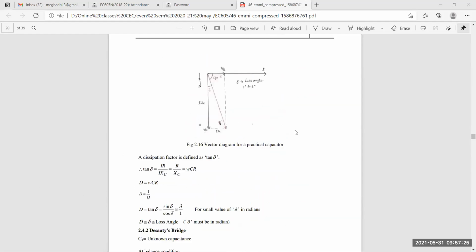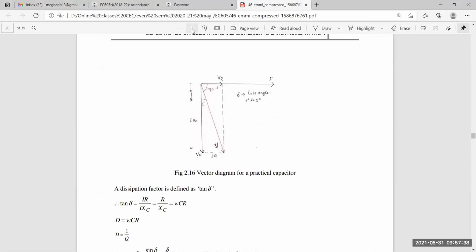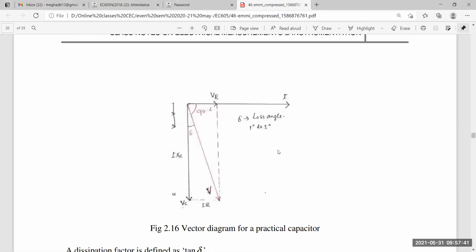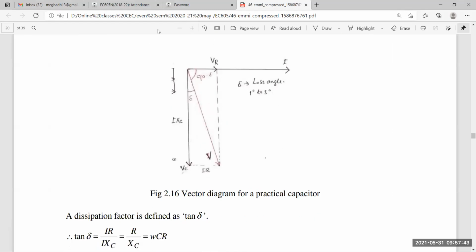Okay. Now come to this picture. This picture is depicting both the dissipation factor as well as the loss angle. I'm enlarging this picture to make you understand. Follow this picture nicely. What is in this picture? See here. First of all, definitely current is here. This is my VC, meaning the voltage across the capacitor. This is my IR, this is my VR.